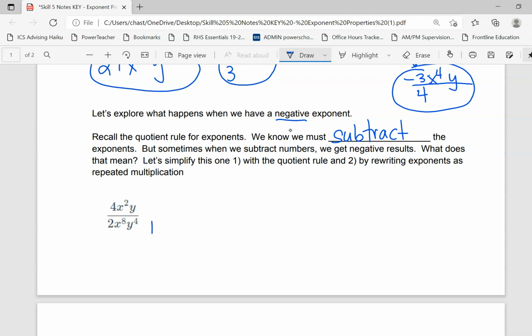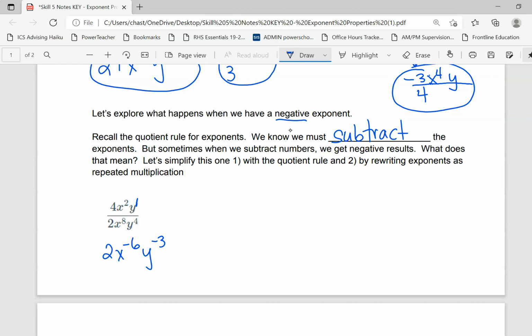Let's simplify this expression that we see below, first by just using our subtracting of exponents, and then I'm going to also rewrite the exponents as repeated multiplication. So looking at this, I'd take my 4 divided by 2 and I'd have 2. X squared over x to the 8th: if I do 2 minus 8, I get x to the negative 6. And then remember this y has an exponent of 1, so y to the first divided by y to the fourth. Subtract 1 minus 4, you get negative 3.